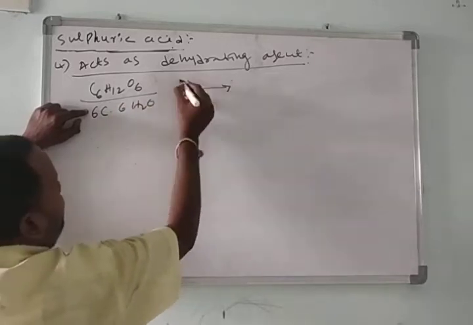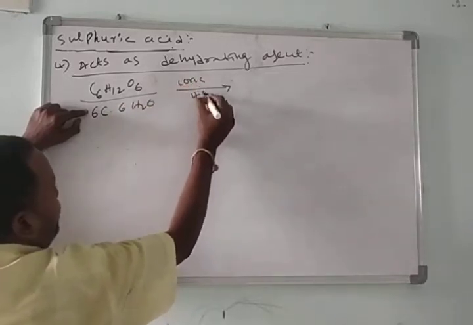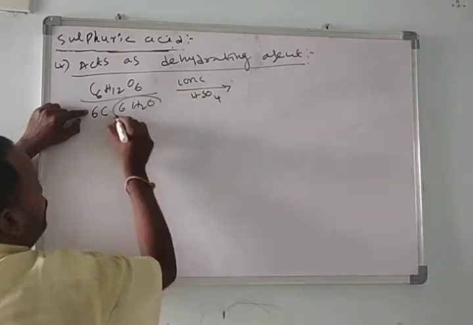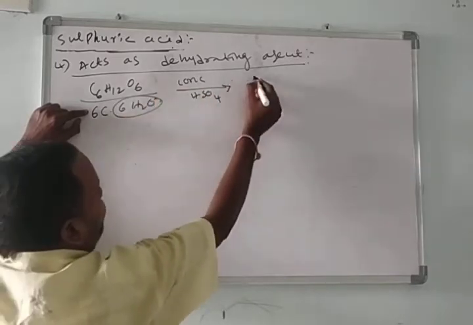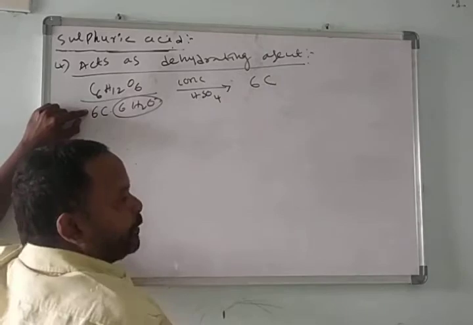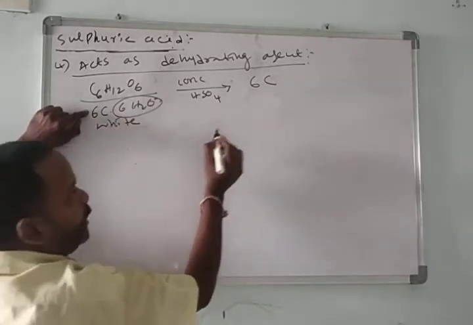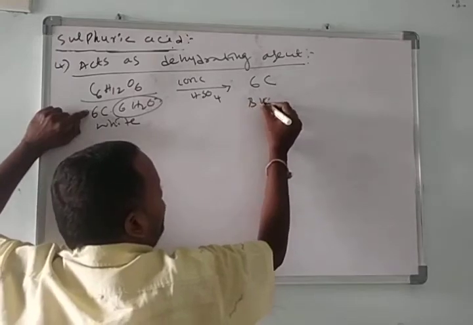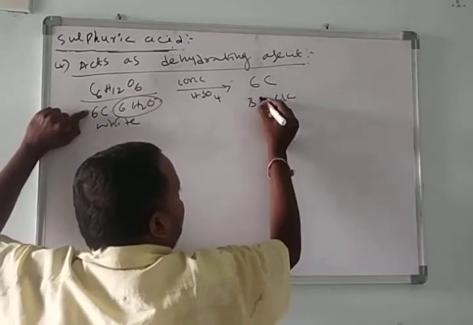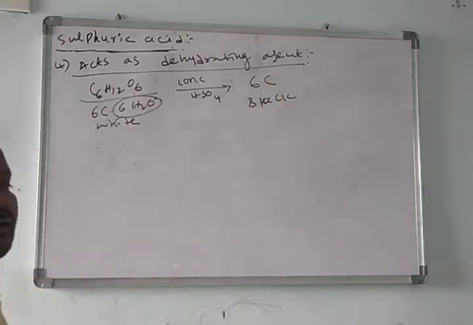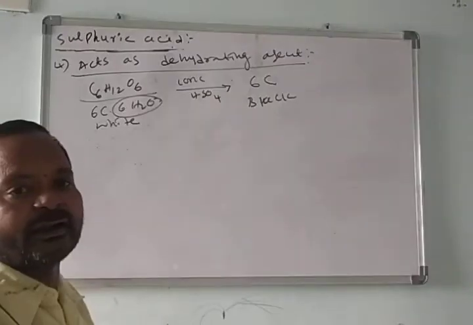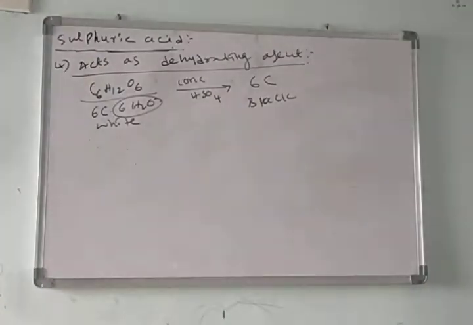Add concentrated sulfuric acid. What happened? It removes the water, and here we have only 6 carbons. White color carbohydrate converts into black color carbon. This is one of the important characteristic properties of sulfuric acid.